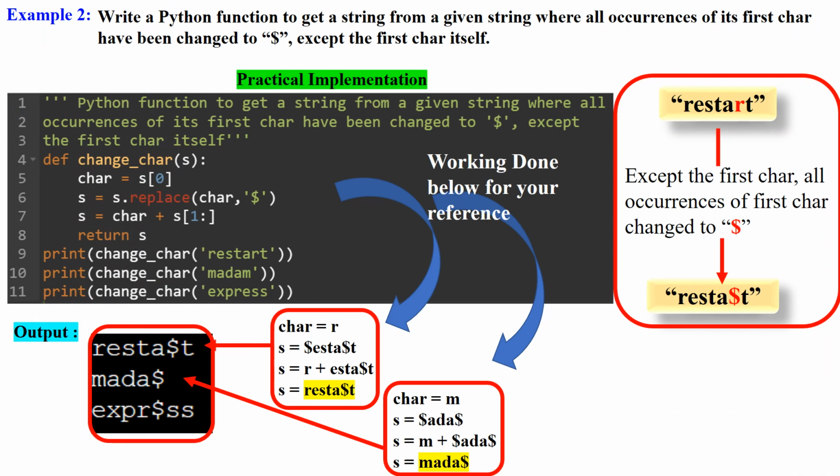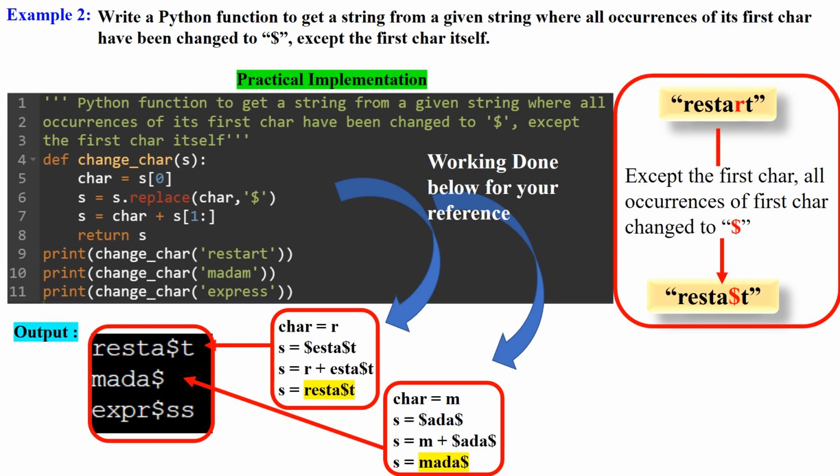Example 2. Write a Python function to get a string from a given string where all occurrences of its first character char have been changed to $, except the first character char itself. Now, look at the Python code. Line 9. change_char of restart. Now, look at line 5. The input string is restart.